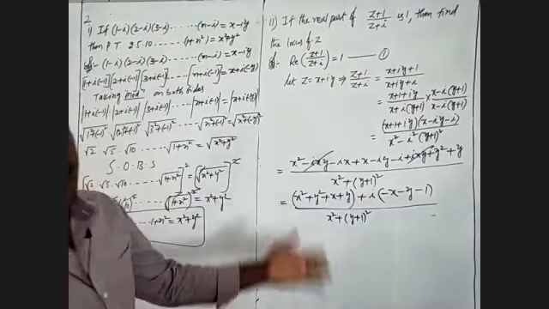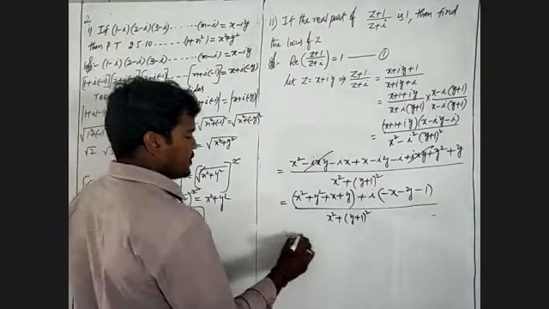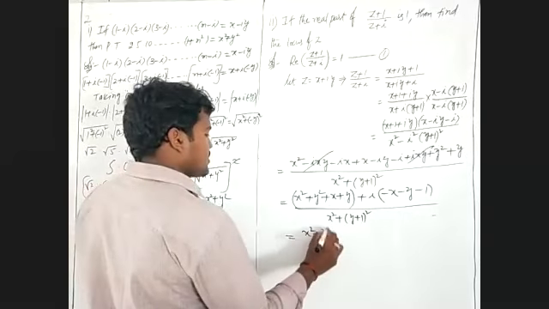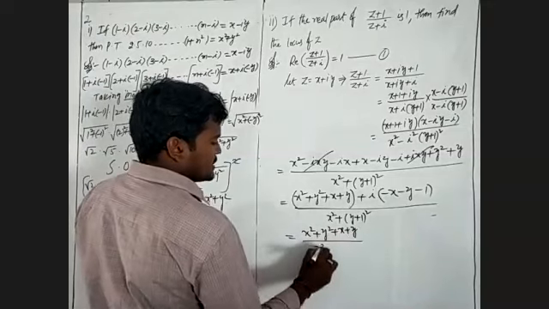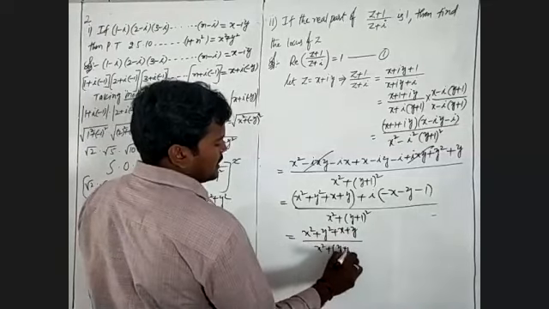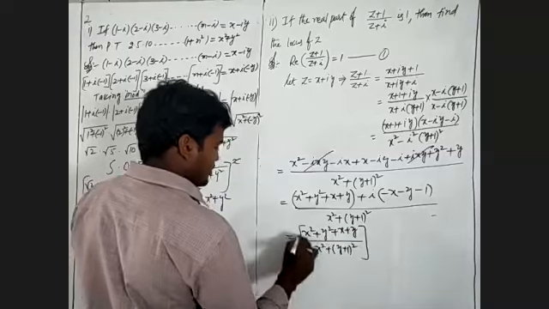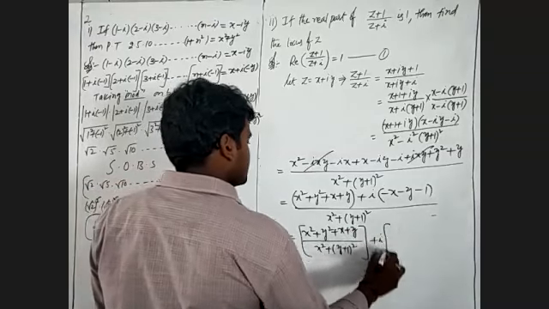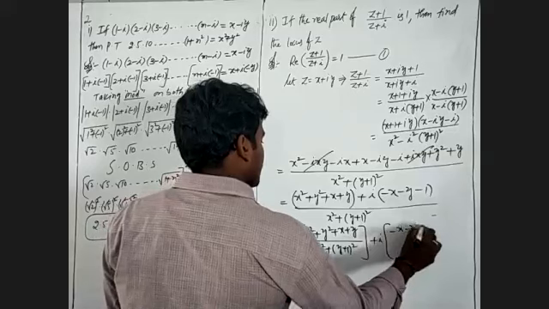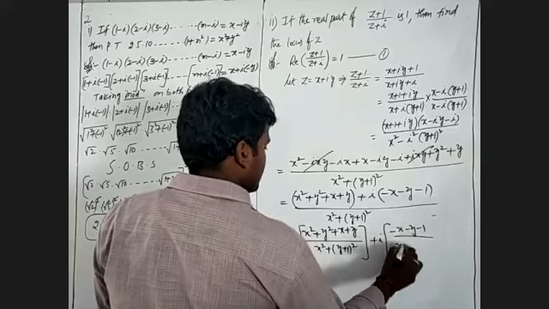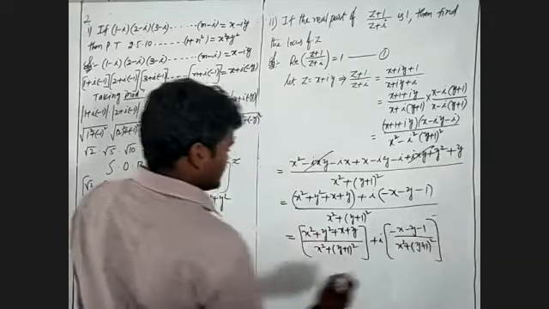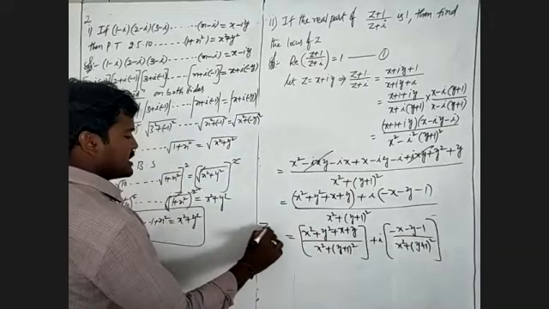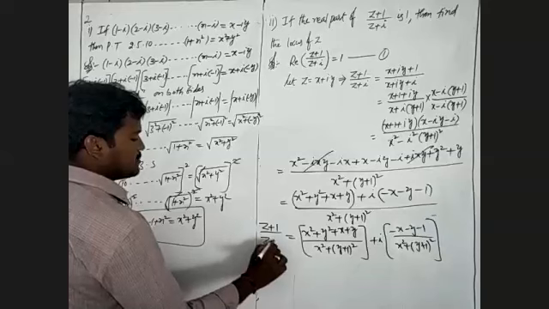We have to separate the real and imaginary parts. We will get (x square plus y square plus x plus y) by (x square plus y plus 1) whole square, plus i into (minus x minus y minus 1) by (x square plus y plus 1) whole square. This value is nothing but z plus 1 by z plus i.